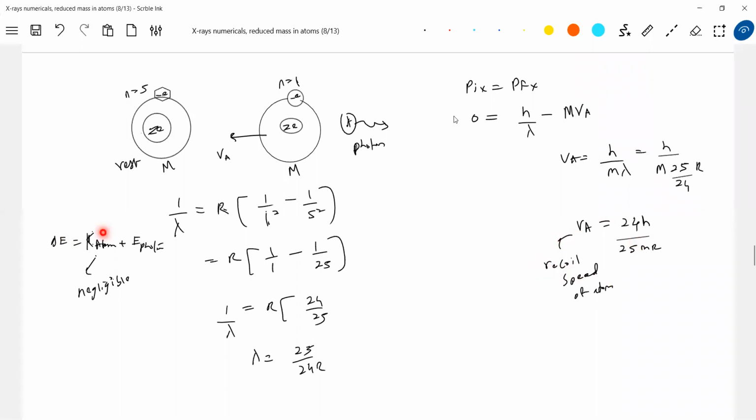Sir, R should be in the numerator, sir. Which will be? R will be, lambda is equal to, here it should be, no, lambda should be equal to 1 by R times 25 by 24, that is 25 by 24R.